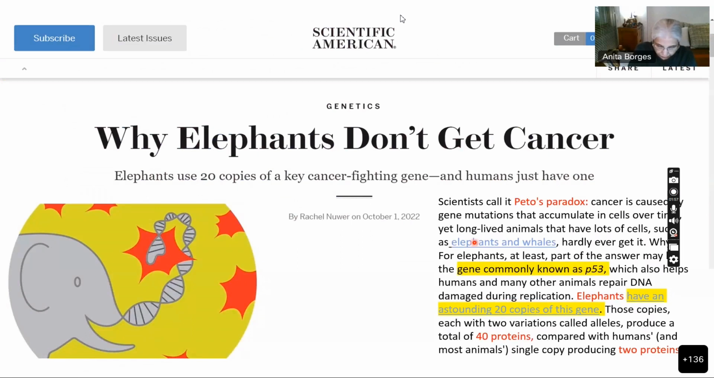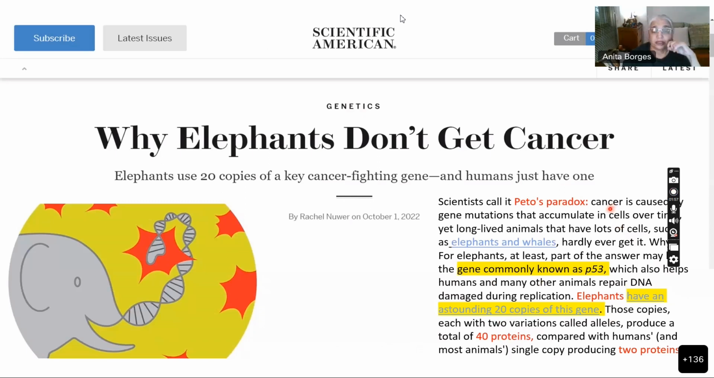Did you know that elephants don't get cancer? Well, this is just to keep your attention going. An elephant has a huge body, so to get to that size it must have had so many cell divisions. Therefore, it should be more susceptible to cancers. Yet it has, at least, how many? It has 20 copies of the p53 gene.